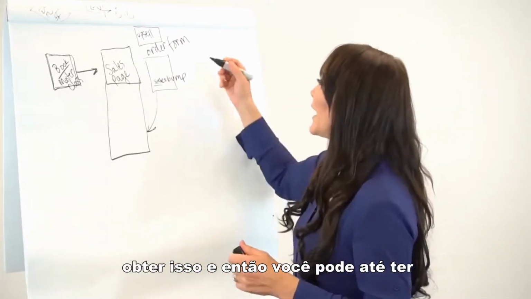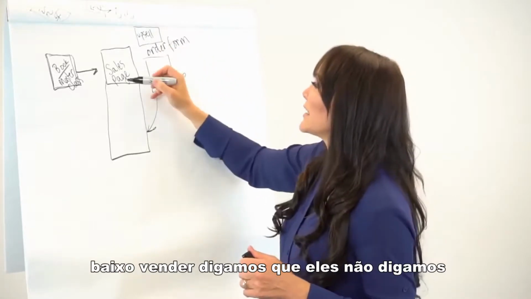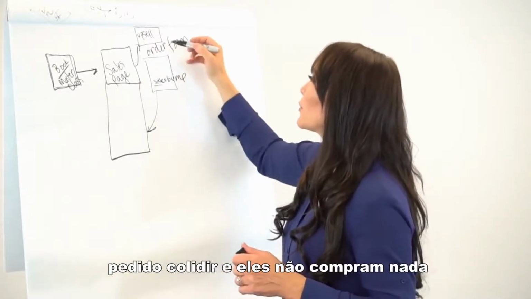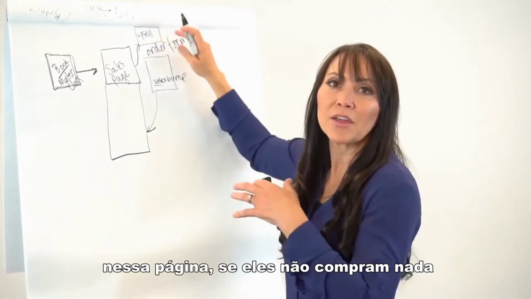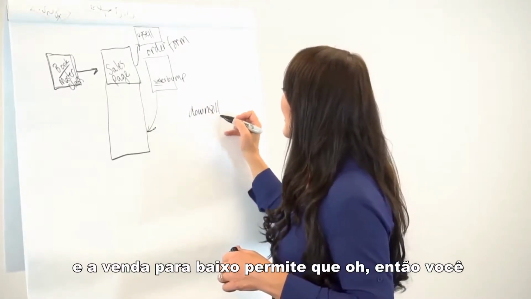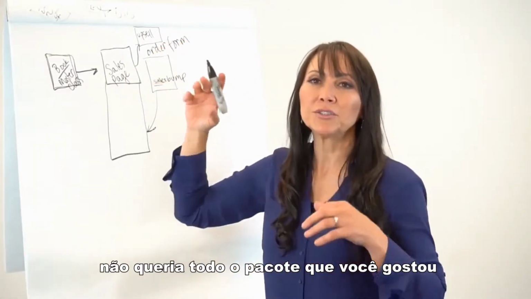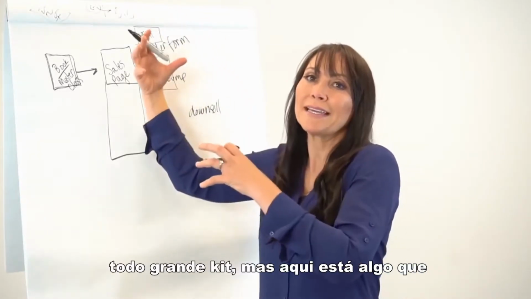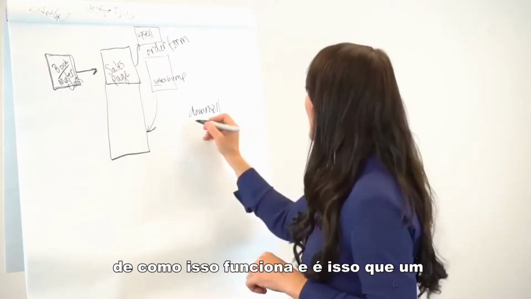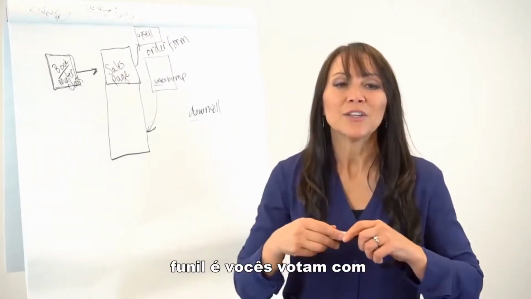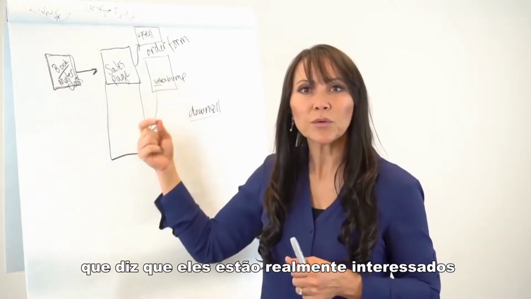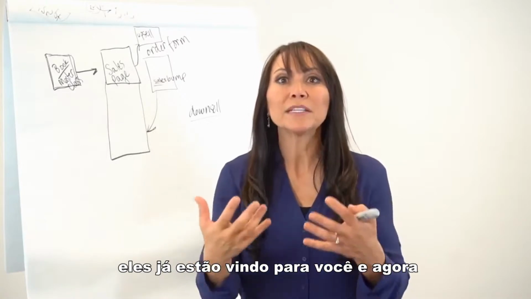And then you might even have a downsell. Let's say they go from the sales page to the upsell page, and you've got an order bump, and they don't buy anything on that page. You can have a downsell. It allows them, so you didn't want the whole package. You liked the DigestZen, you didn't want the whole big kit, but here's something in between that's kind of a cleanse. See what I mean? So that's how that works. So that's what a funnel is. You guys, people vote with their money. When somebody buys something, that tells you they're really interested. They're already coming to you.